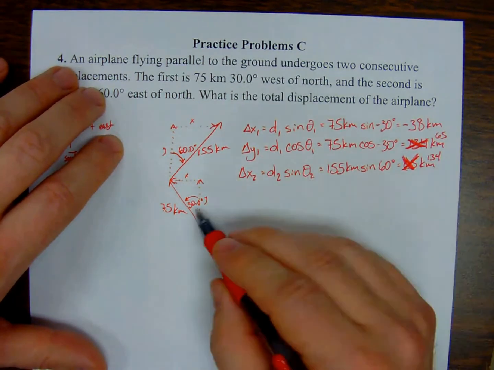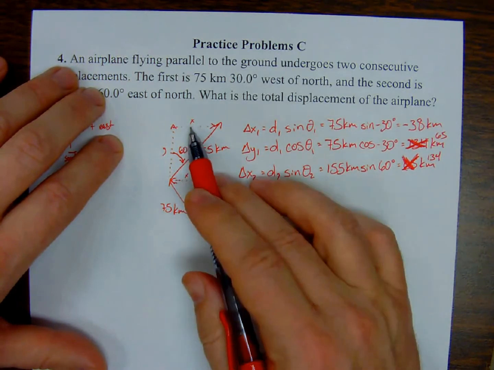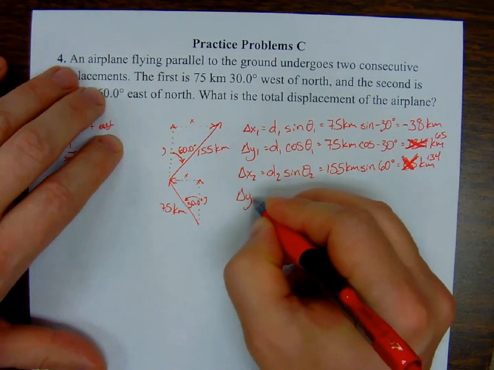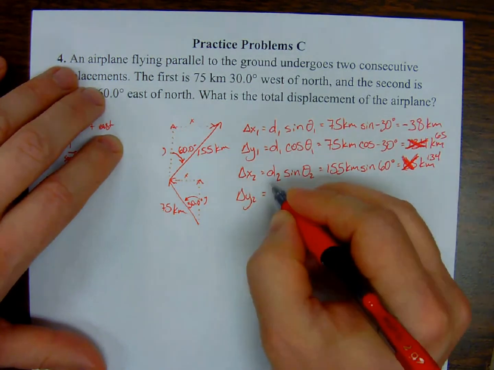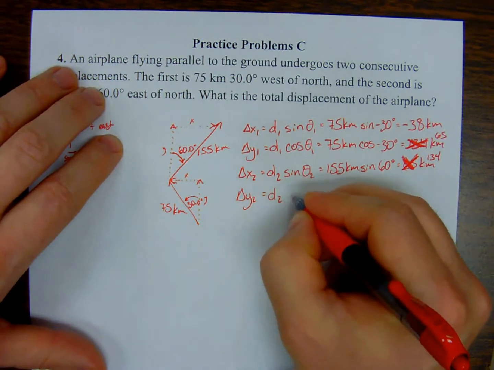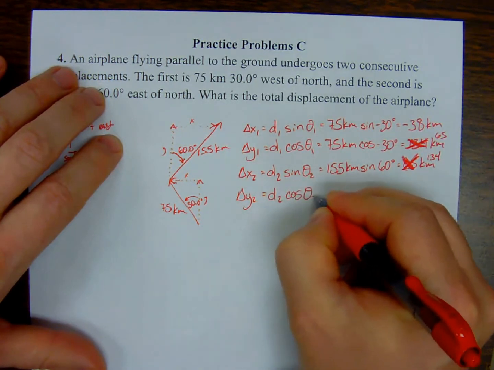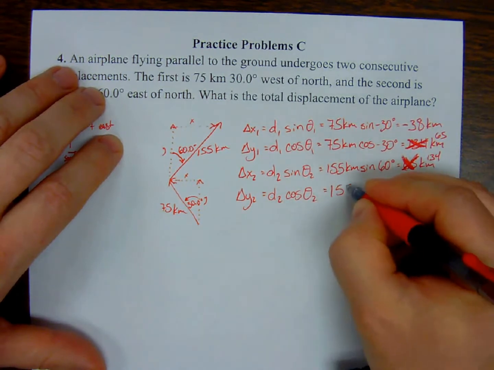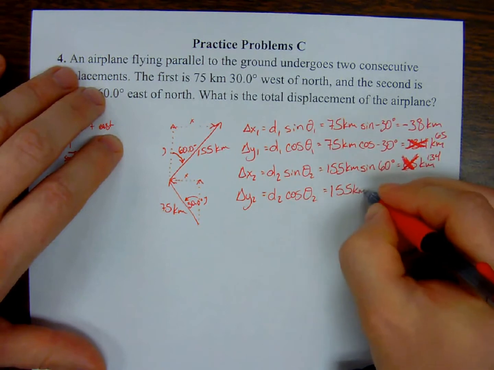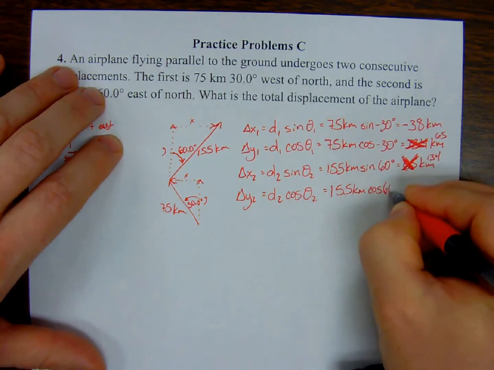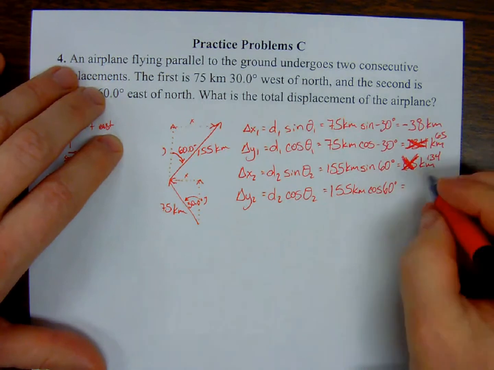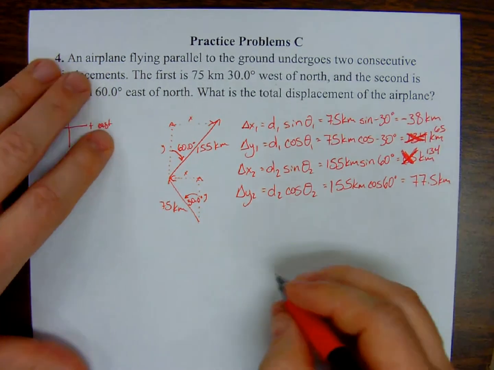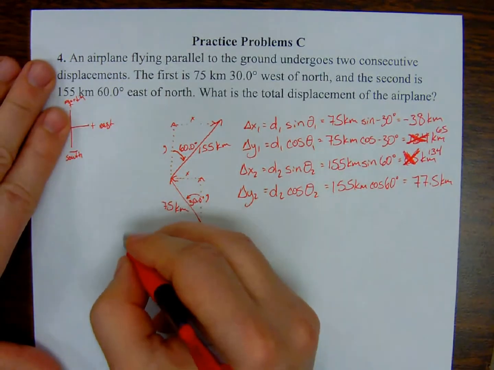155 kilometers cosine of 60 degrees. Cosine is 77.5 kilometers. So I need to do some totals, x total and y total, which is simply the addition of those individual components, as long as I didn't screw them up again over here.